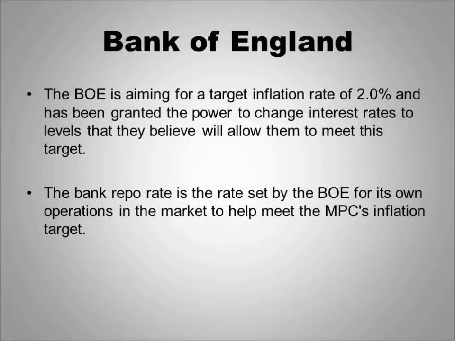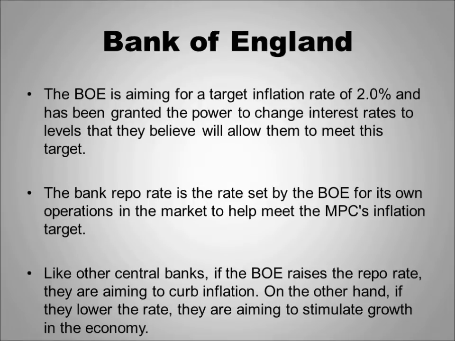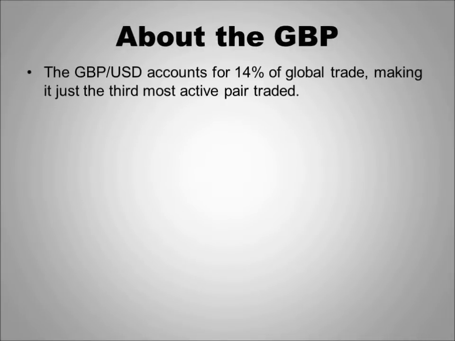Now, the bank repo rate is the rate set by the Bank of England for its own operations. In England, the interest rate is what they call the repo rate. So that's why I use the term repo rate. So in the market to help meet the MPC's inflation targets. Like other central banks, if the Bank of England raises the repo rate or interest rate, they are aiming to curb inflation. On the other hand, if they lower the rate, they are aiming to stimulate growth in the economy.